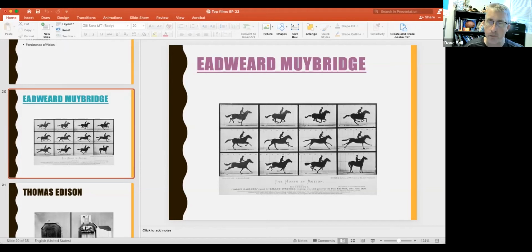Now, why did he settle on 24 images? Because the brain, believe it or not, retains an image for about 1/24 of a second. So when frames are moved at 24 frames per second, people perceive them as actually in motion.